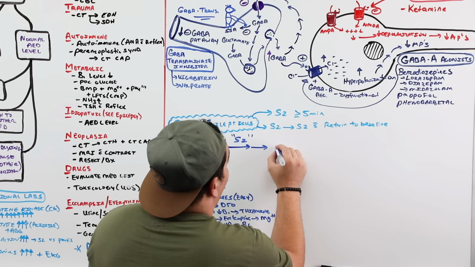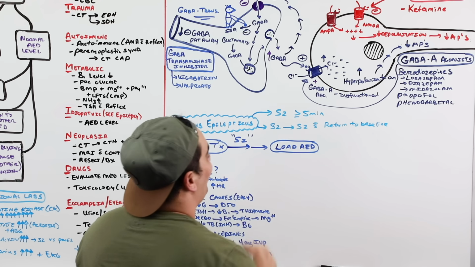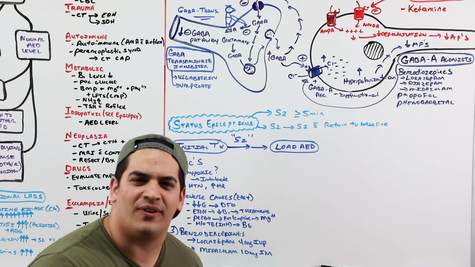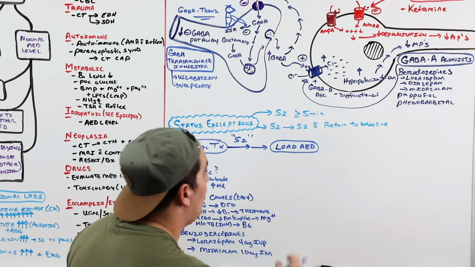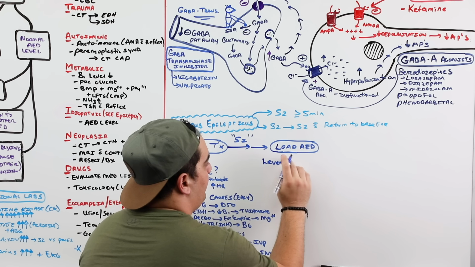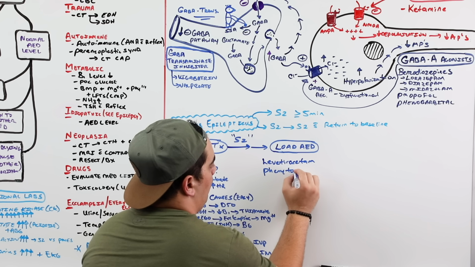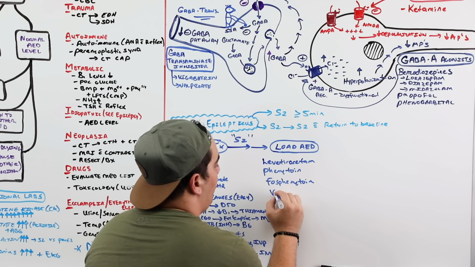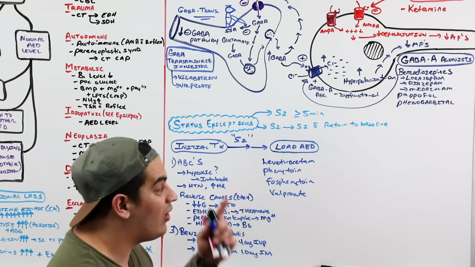The next thing you do is you load them up with an anti-epileptic drug. We already talked about tons and tons of anti-epileptic drugs. Which is the best one for status epilepticus when a person is coming in with a generalized tonic-clonic seizure? The best ones for generalized tonic-clonic seizures include levetiracetam, phenytoin, fosphenytoin, valproate. These are just some of them, but these are some of the more common ones.